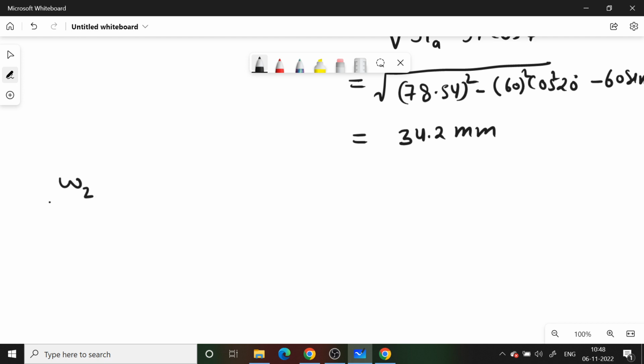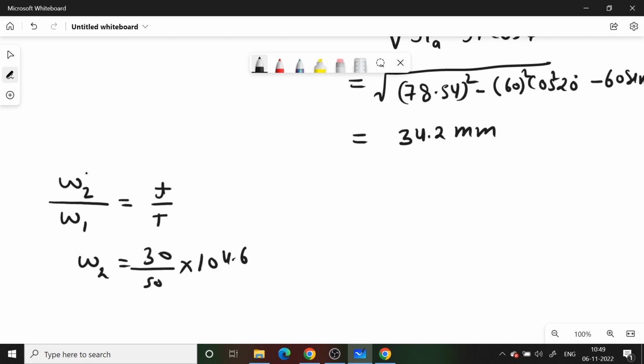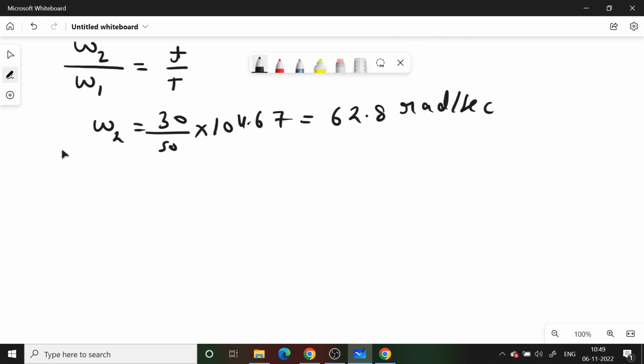Angular velocity of the wheel is omega 2 and angular velocity of the pinion is omega 1. Then omega 2 upon omega 1 will be equal to small t upon capital T. Then omega 2 will be equal to 30 upon 50 into omega 1, which is 104.67. So angular velocity of the wheel will be 62.8 radian per second.